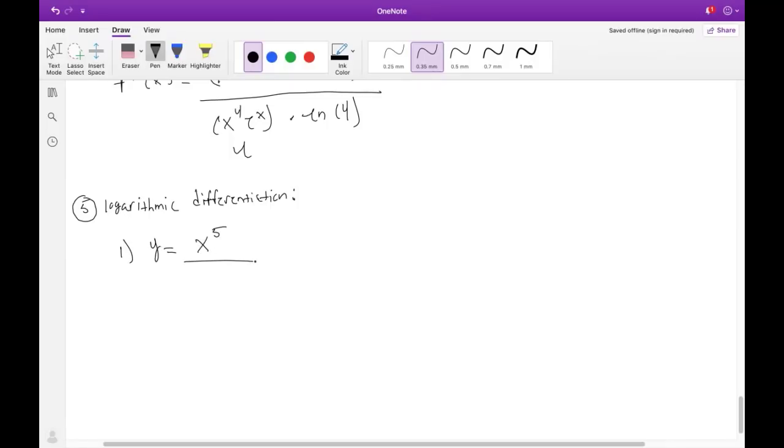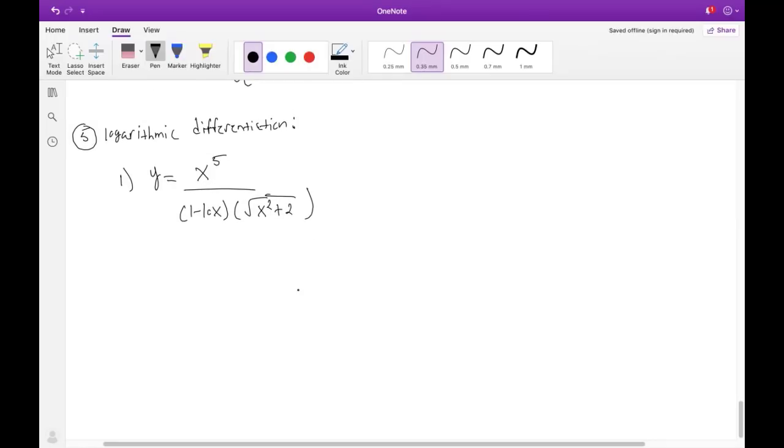So it's y equals x to the fifth, times 1 minus 10x, over the square root of x squared plus 2. And you could do the derivative of this by just doing quotient rule, but the quick way to do it is by using logarithmic differentiation, which is to first ln both sides. So ln of y equals ln of this entire thing. So that's the first step.